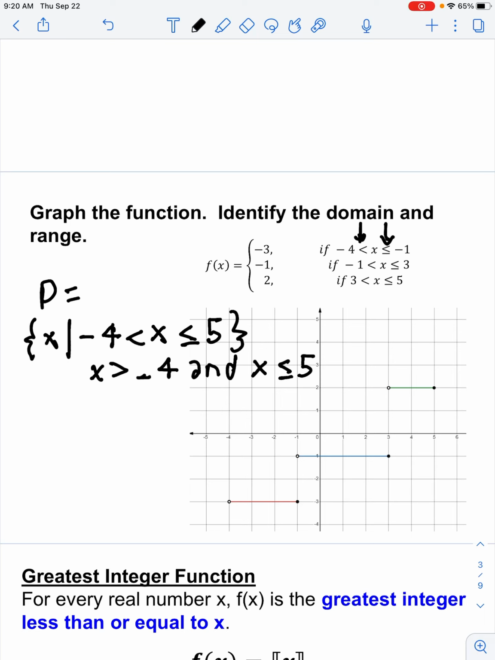So that's our domain. Then we want to talk about our range. Our range is where the steps occur for y.